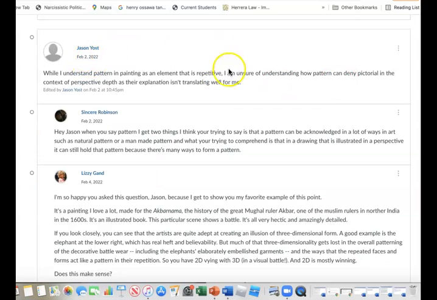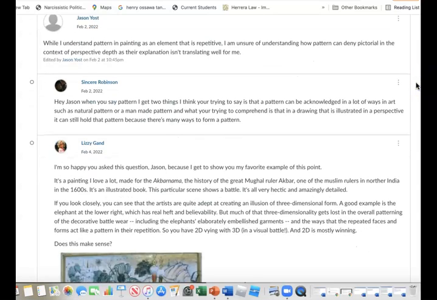So Jason demonstrates an excellent way of posing a question. He cites something very specific that the textbook author says, and then says, hey, it's not translating well for me. What they say is that pattern can deny perspective depth. When there's pattern in a pictorial space, perspectival depth is denied.